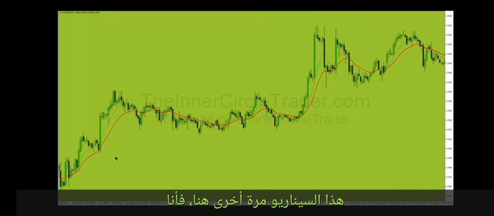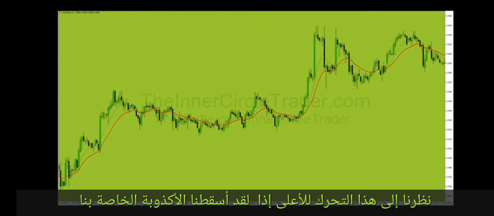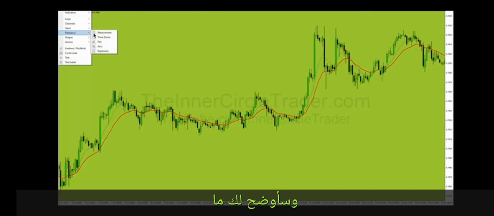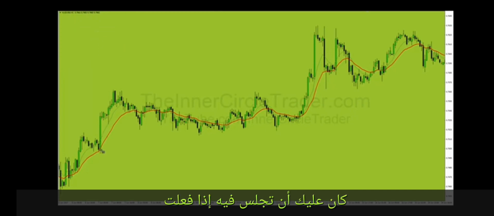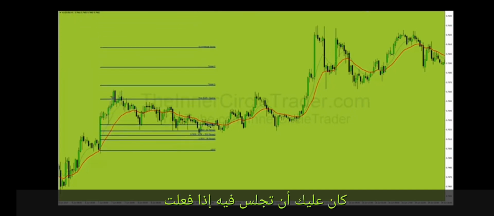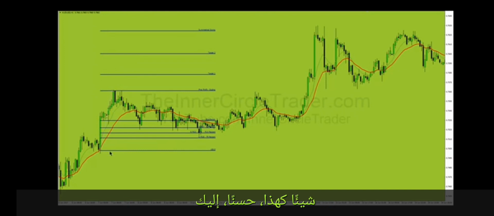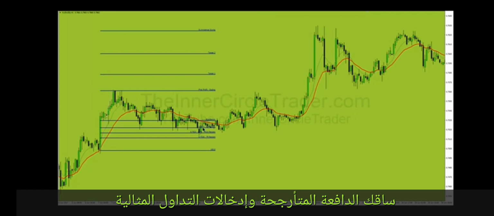If we look at this scenario back here, I want to bring this to your attention. If we look at this move up, if we drop our fib on that, I'm going to show you what you would have had to sit through if you did something like this. Here's your swing, impulse leg, and optimal trade entries down here.